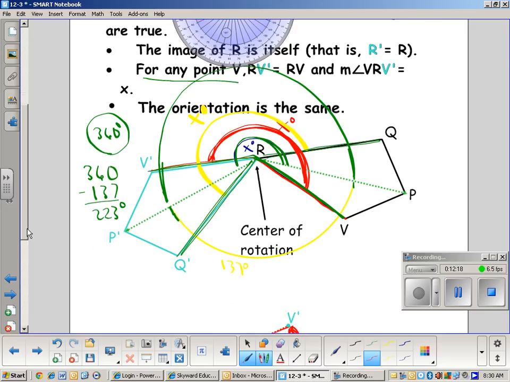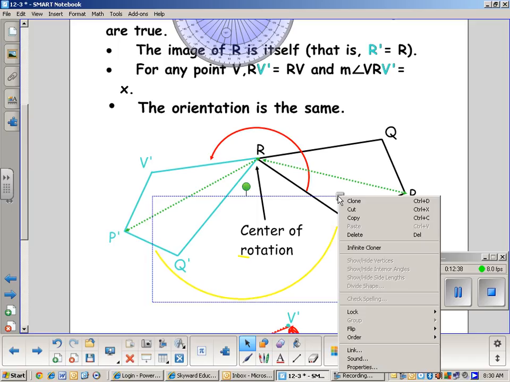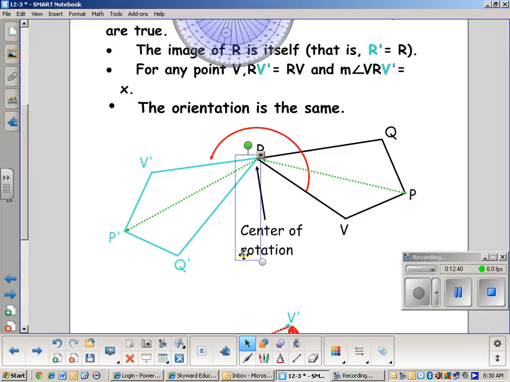Let me try to clean this up just a little bit. This, that's fine. Must be if I draw that around the protractor, it doesn't treat it like a marker anymore. Anyway, I didn't realize that.